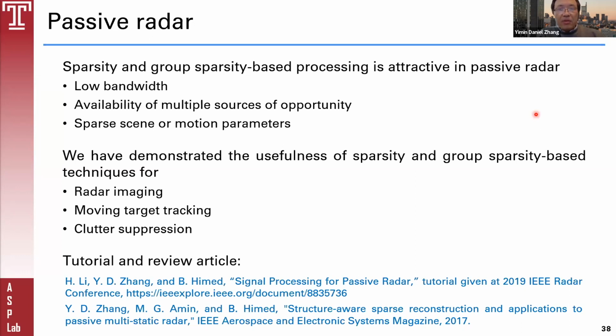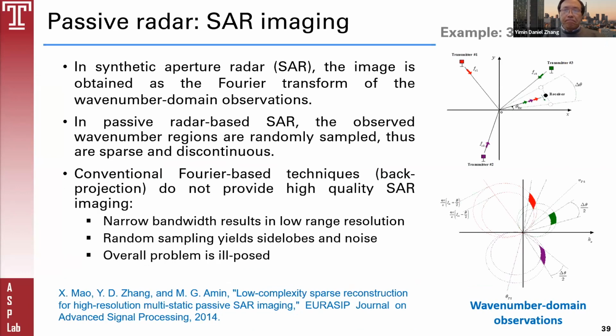And so we have demonstrated the usefulness of sparsity and group sparsity-based techniques for radar imaging, moving target tracking or localization, and clutter separation. If you're interested, we gave a tutorial at the 2019 Radar Conference, and it's available in IEEE Xplore. And also we have a review article on this topic.